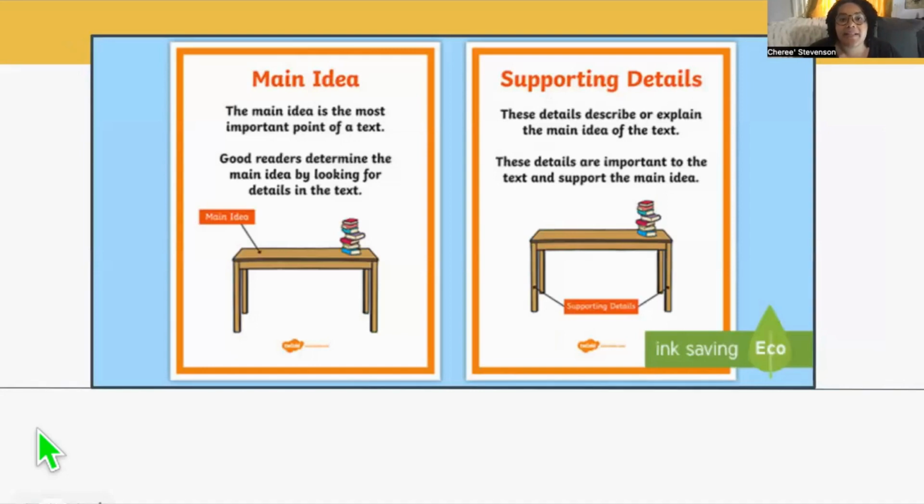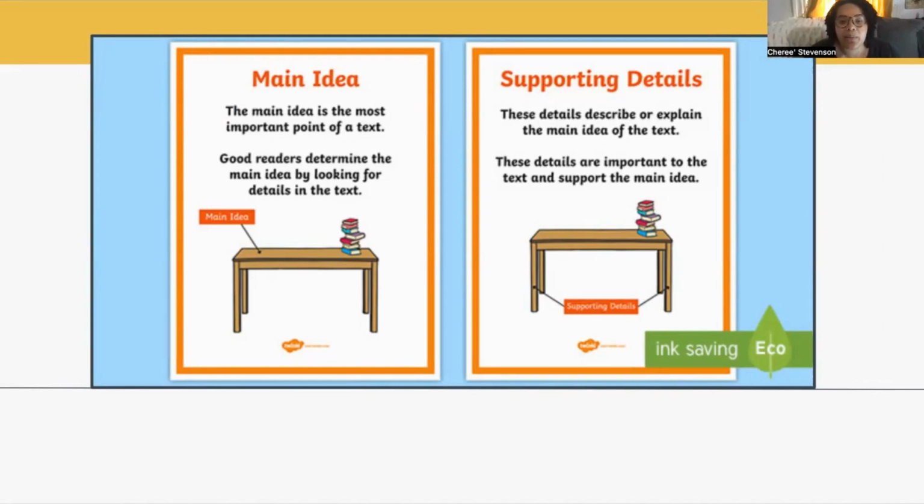Here's another way to look at this table. The main idea, again, is the top of our table. It's the majority of what we're looking for. It's the most important part of the text. Good readers determine the main idea by looking for details, and those details are the supporting details. So the way you find that main idea is by looking under and looking at the legs. Those details describe or explain the main idea of the text. These details are important to the text and support the main idea.